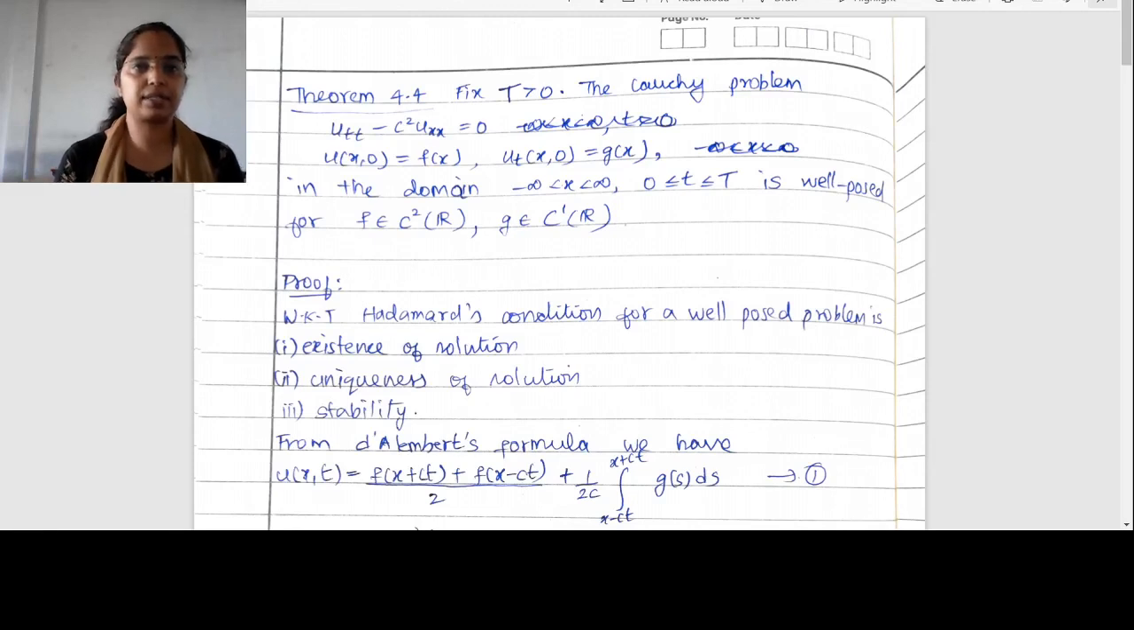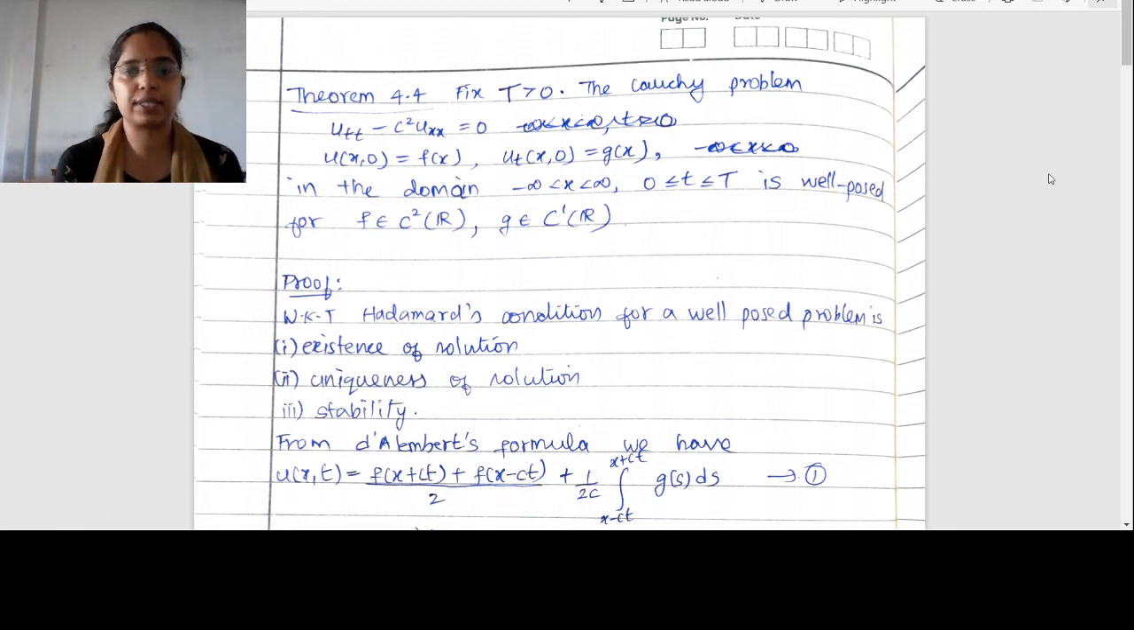Hello dear students. In the last class we have seen how to derive D'Alembert's formula and how to solve the PDE using D'Alembert's formula. Next we will move on to an important theorem, that is Theorem 4.4.